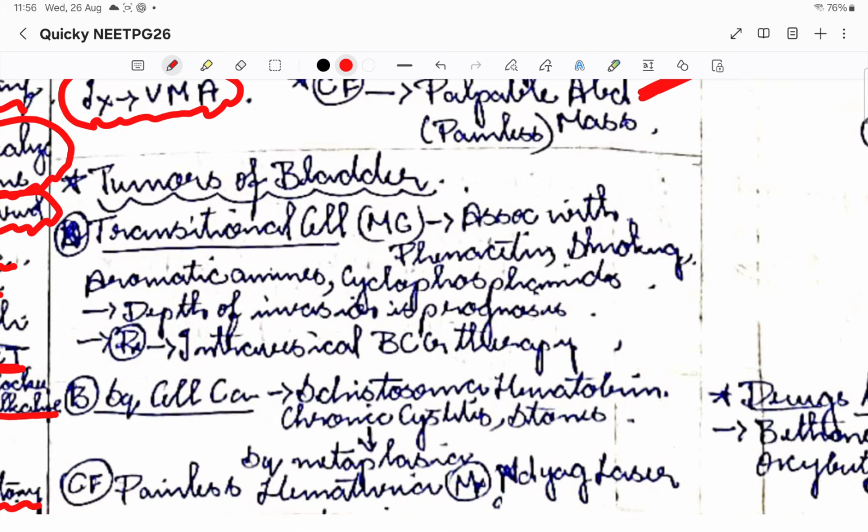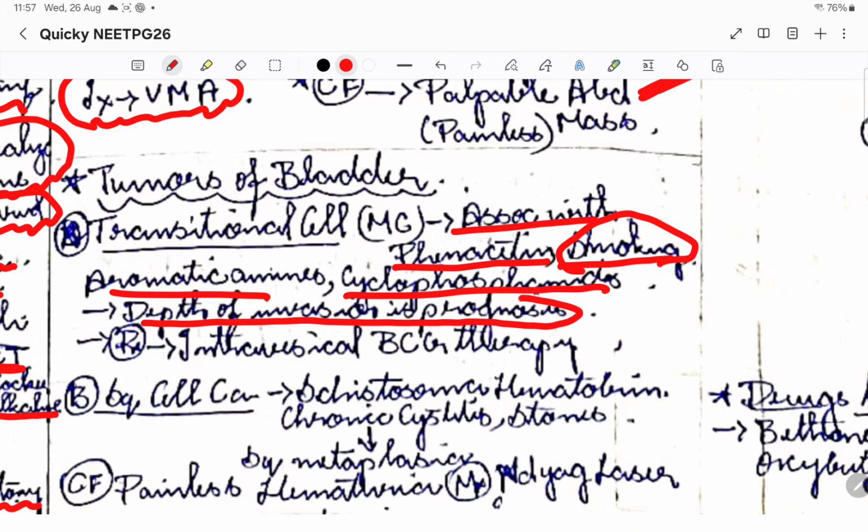Transitional cell is the most common type of tumor that occurs in the bladder. It is associated with smoking and phenacetin, then aromatic amines, then cyclophosphamide. Mostly smoking causes this transitional carcinoma. The depth of invasion is the prognosis of it, so we prognosticate this transitional carcinoma based on how deep the cancer has gone. The management is intravesical BCG therapy.